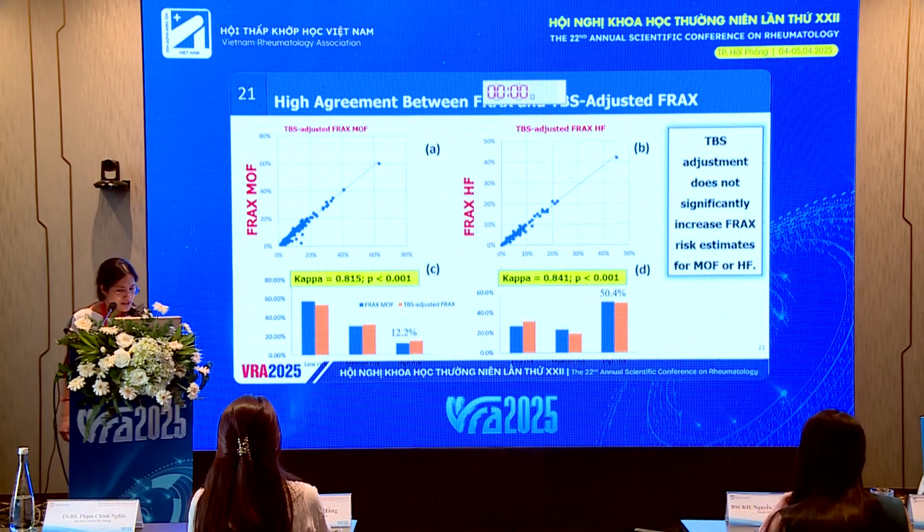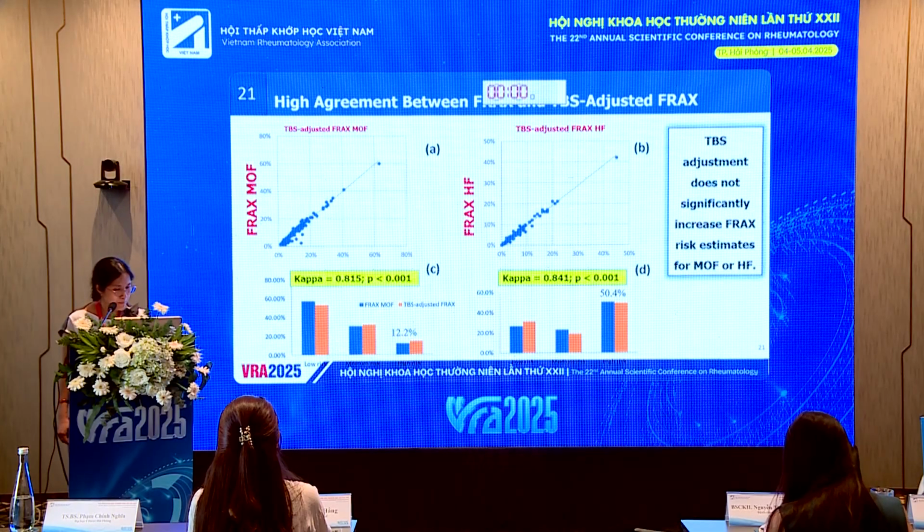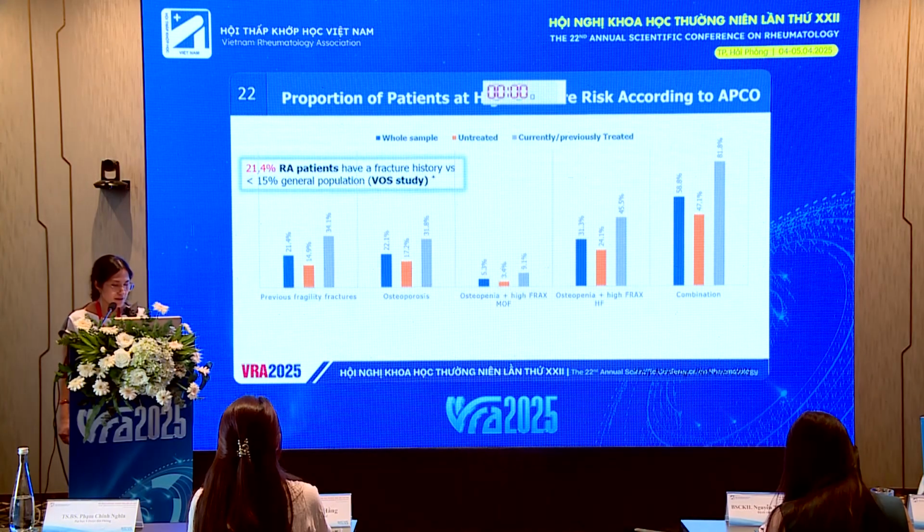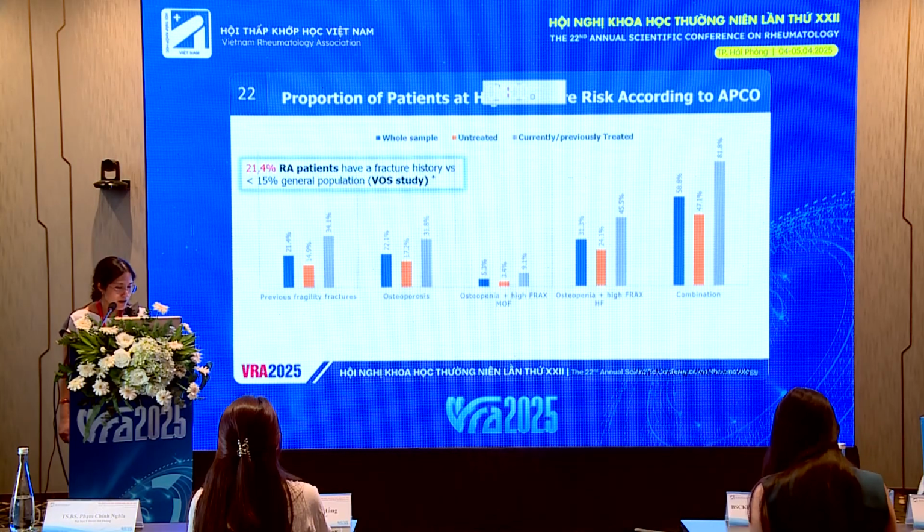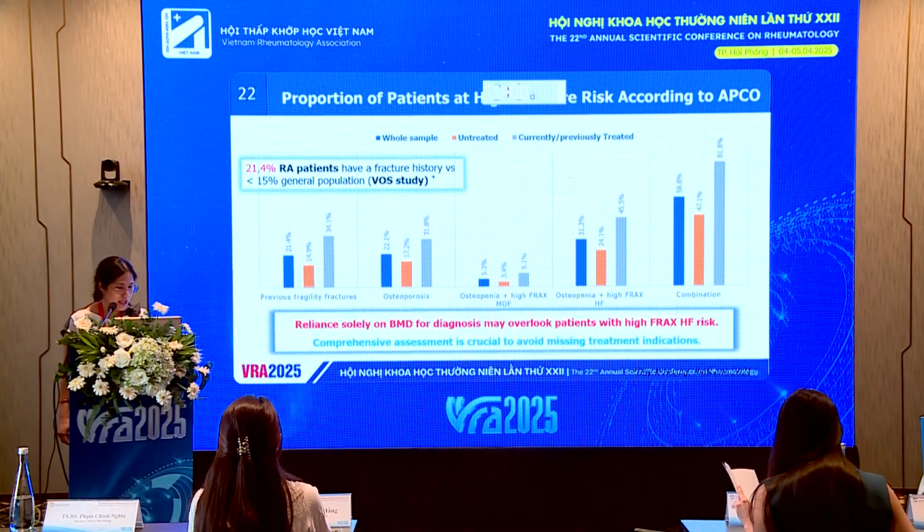But we remark that for RA patients here, FRAX is very high, with FRAX HF at 50.4%. For the proportion of patients with high fracture risk according to the criteria of AFCO, which gives a threshold for treatment, the first criterion is if the patient previously had a fracture. We have 21.4% of our patients with fracture history, and this is higher than the general population in another study in Ho Chi Minh City. We also have a lot of patients with osteoporosis, but we remark even more osteopenic patients with high FRAX HF risk. So we think that relying solely on BMD for diagnosis may overlook patients with a high FRAX HF risk.